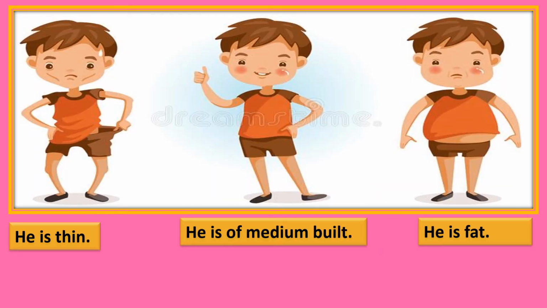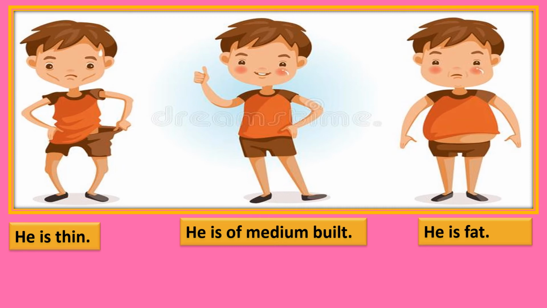Okay, let us have an example here. So we have a boy. So the first picture shows that he is thin. You can also say that he is very thin. Then the next picture, you can describe him as he is of medium build. He is not fat and he is not thin. Then the third picture, you can describe him according to build as he is fat.